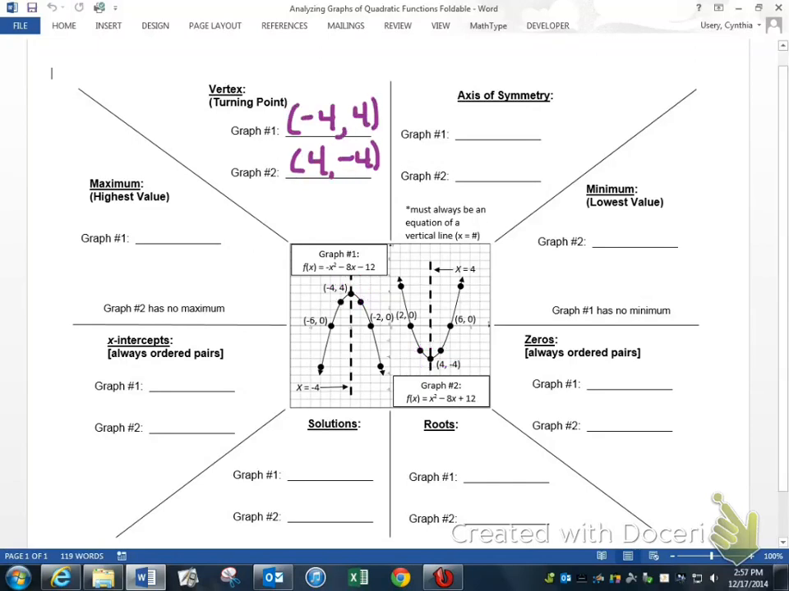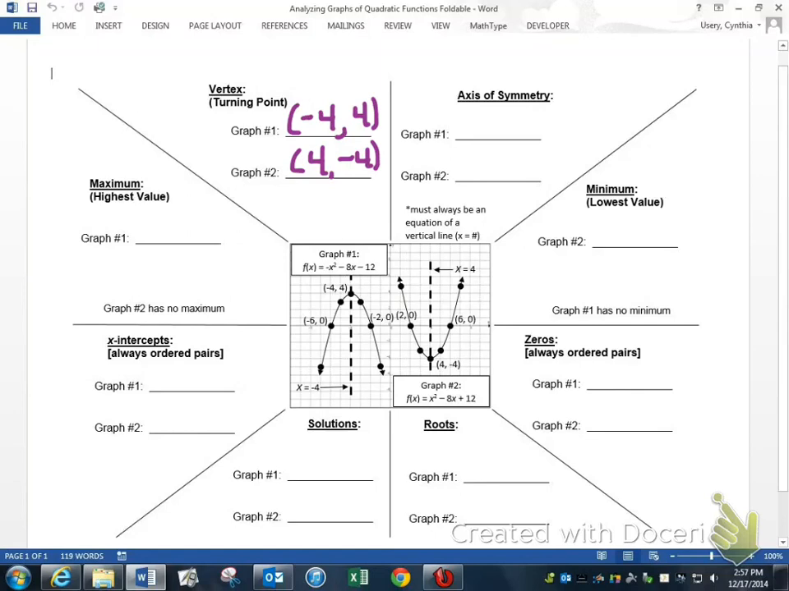All right, another important part of the graph is the axis of symmetry. The axis of symmetry is the imaginary line that goes through the middle of the graph. It always goes through the vertex, and it is always a vertical line because we're talking about quadratic functions, and so the axis of symmetry would be a vertical line. It is shown on the graph as a dashed line or a dotted line, and you can see which ones they are, both of them.